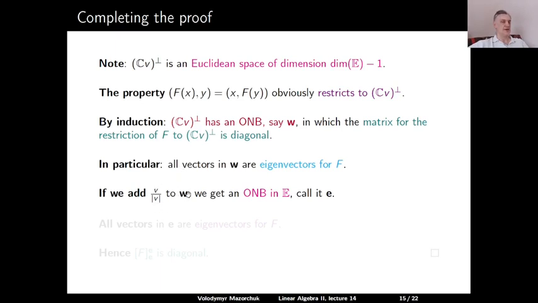So if we add it to our ONB of W, we get an ONB in E, and all vectors in this ONB are by construction eigenvectors for F. Therefore, the matrix of F in this ONB is diagonal. And this completes the proof of the theorem.